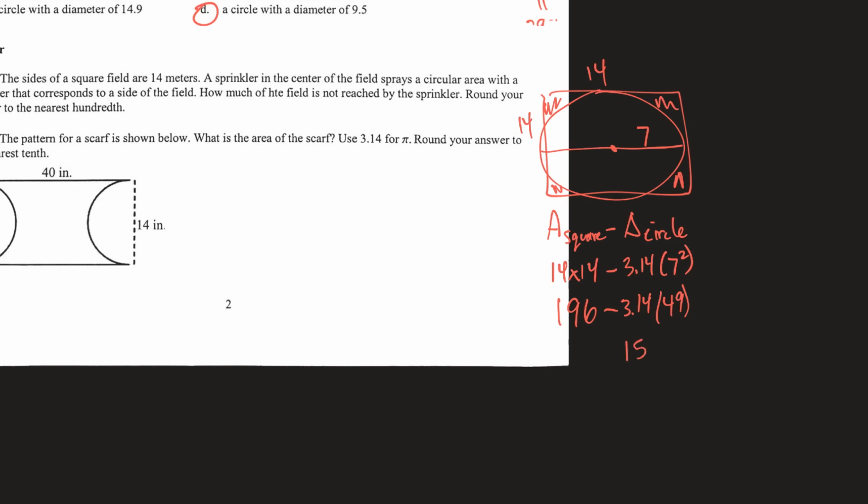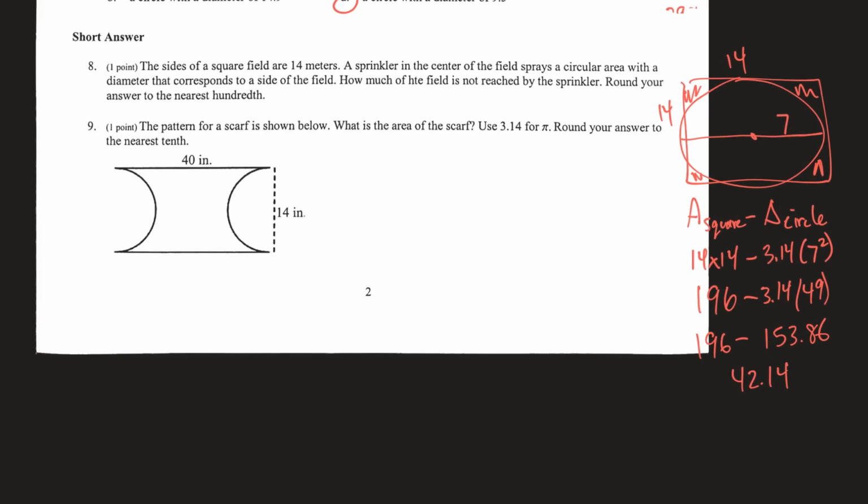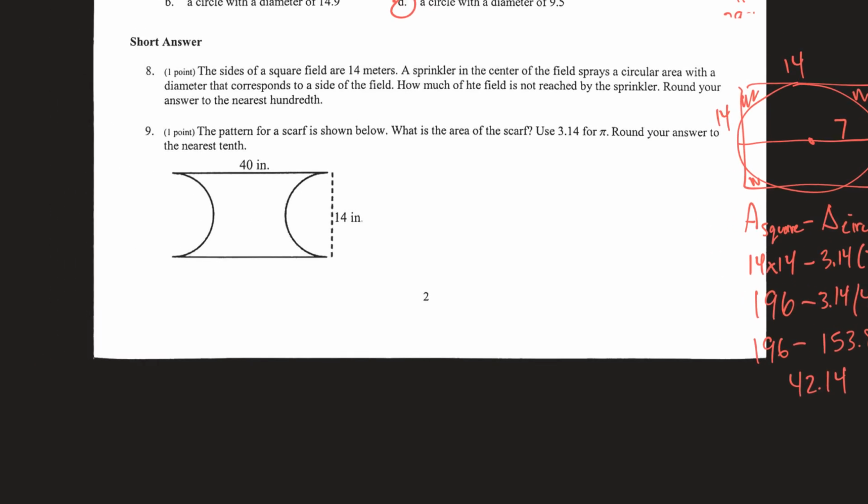So that's 153.86. And I take 196 minus that, and I get 42.14. There you go. Oh, round your answer to the nearest hundredth. So I'm looking right here to the nearest hundredth. Well, that's it. I have 42.14. That is the answer. 42.14, and we're talking about meters, so square meters.